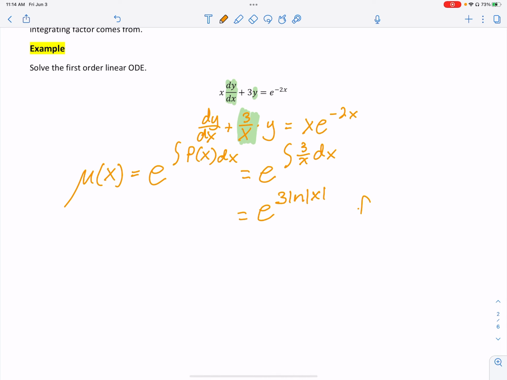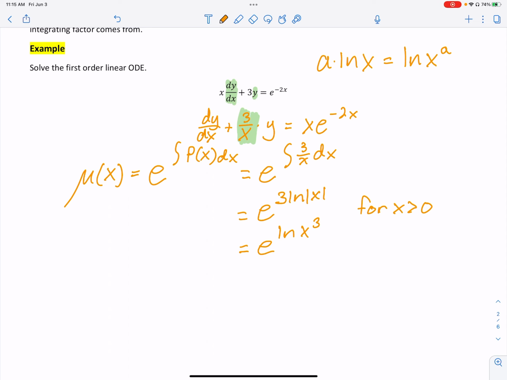For this problem, we are going to assume x is greater than 0, just to help us out, because we're trying to learn a method. So that means I can drop the absolute value. Now, I don't know if you remember this log rule. If I have a number out front, this is the same thing as taking that number and putting it as a power up there. So that 3 can actually go up, and I'm going to drop the absolute value, x to the third.